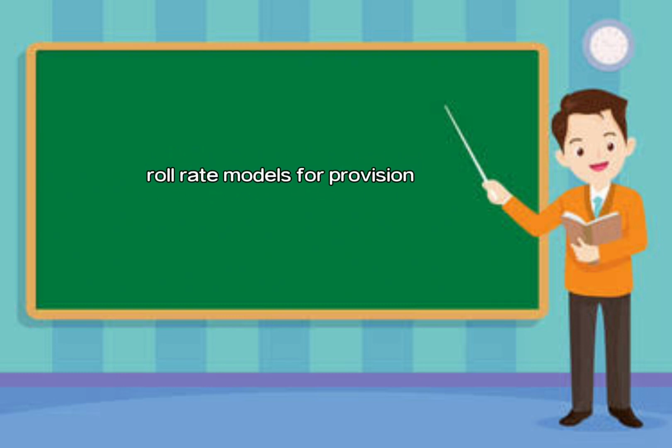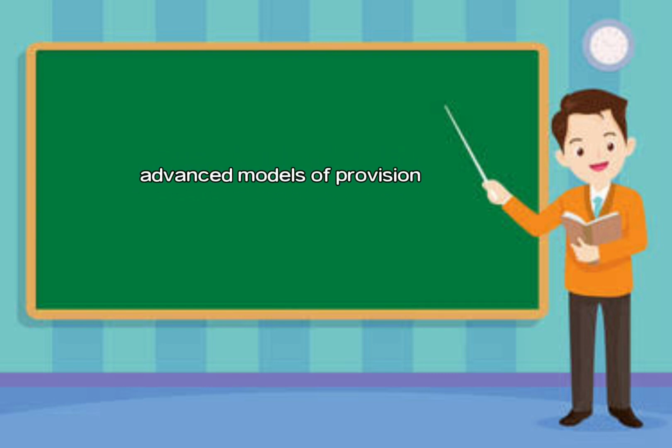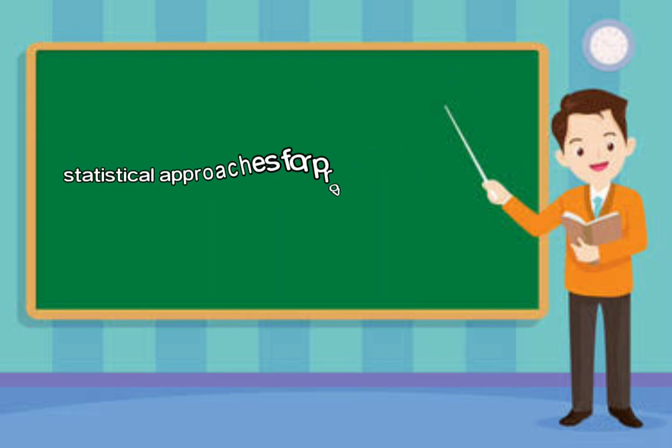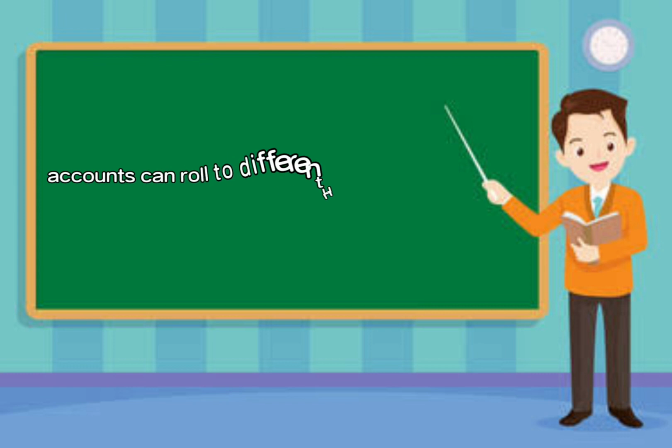Roll rate models for provision. Roll rate models estimate provision based on the value of debt at different arrears statuses and the roll rates between these statuses. Segmentation of the portfolio can lead to more accurate provision estimates. Advanced models of provision. Markov chain models and scoring models are mentioned as more advanced statistical approaches for provision estimation. Markov chain models can handle situations where accounts can roll to different unconnected states.